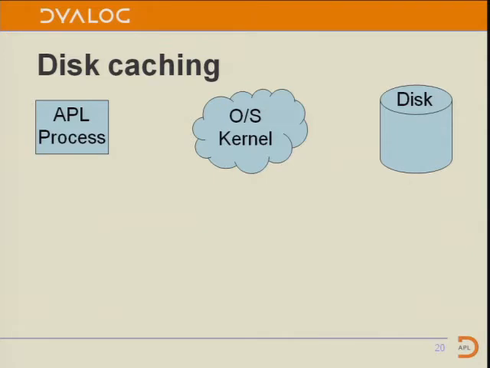So I've got this funky little diagram. I've got the APL process writing data. It goes through to the operating system, which caches it. And then the operating system, in its good time, will write it out to the disk. And the advantage of that, generally, is that APL doesn't have to sit and wait for the data to get on disk. It can carry on running pretty much straight away. And the operating system, or indeed the disk hardware, will optimize the writing to the disk platter in the most appropriate way, wait for the disk to spin round and so on.